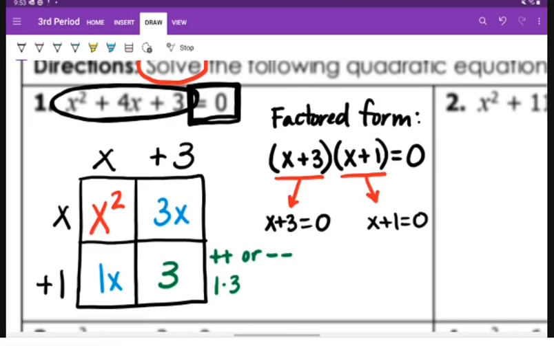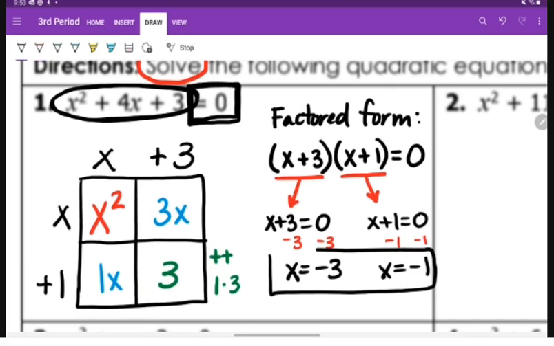Maybe it's the x plus 3 that equals 0. Maybe it's the x plus 1 that equals 0. And we need to solve them each. But that's the easy part. These are both quite simple to solve. We just subtract 3 for the first one, and we subtract 1 for the second one. We end up with 2 roots. Our 2 roots are x equals minus 3 and x equals minus 1. So minus 3 and minus 1.